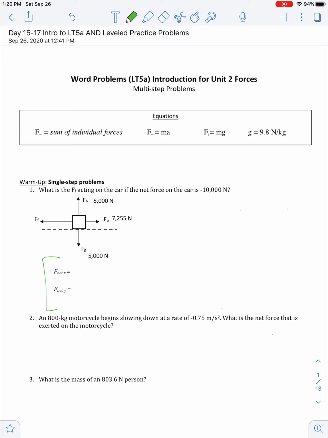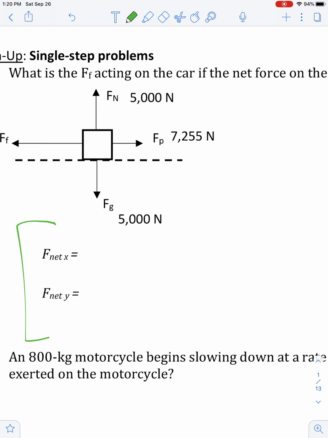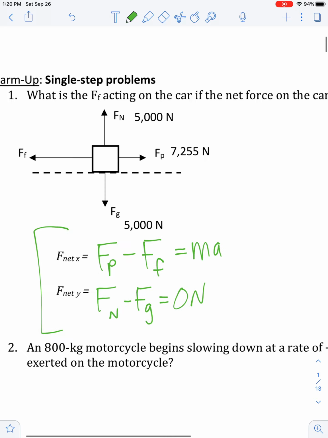So the first three are just single step problems. What is the force of friction acting on the car if the net force is negative 10,000 newtons? I'm going to write down an F net X equation. I would say Fp minus the force of friction, right? I always do right minus left, and then Fn minus Fg. Since it's not accelerating up or down, this is equal to 0, but we do know this one is not equal to 0. So we can set it equal to ma if we want to.